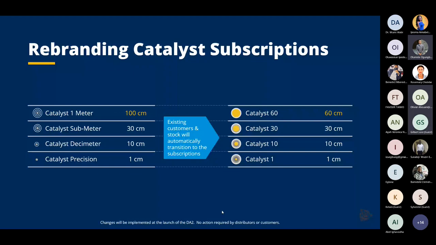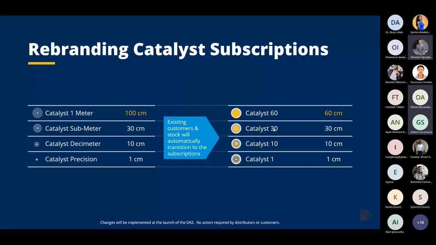As you can see here, we have what we call the Catalyst 1 meter. This is just 100 centimeter accuracy. We have the Catalyst submeter, 30 centimeter accuracy. We have the Catalyst decimeter, which is the 10 centimeter accuracy. And then we have the Catalyst precision, 1 centimeter accuracy.